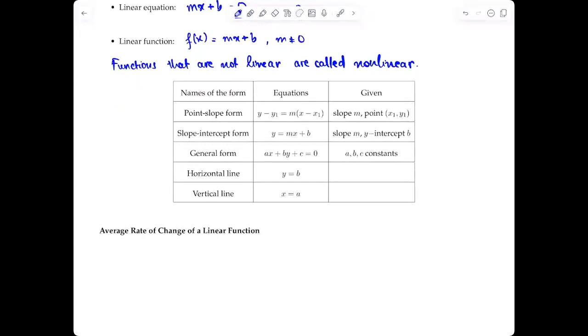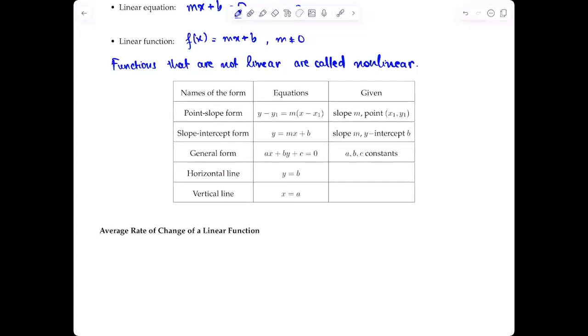Linear functions, you have seen this many times, even in this course, in lecture 6, when we did the equation of a line. There are three forms when you find the equation of a line: point-slope form, slope-intercept form, and general form. You also have horizontal lines and vertical lines. I'm not going to go over this again. This table is just a summary of what we covered in lecture 6.